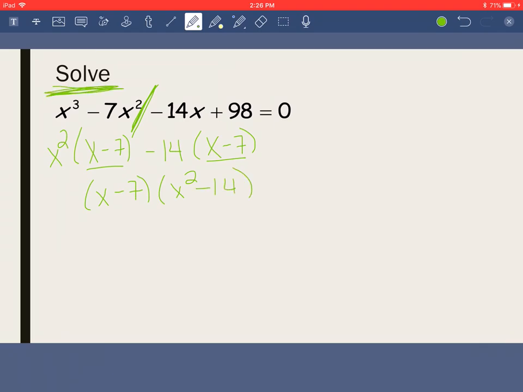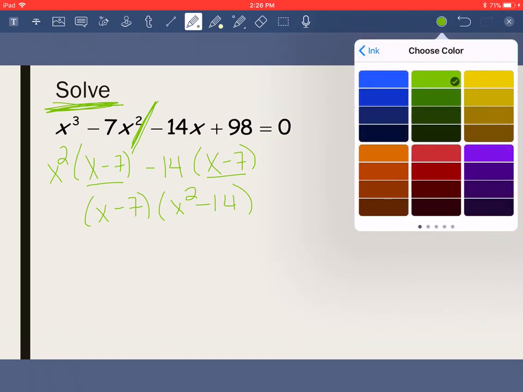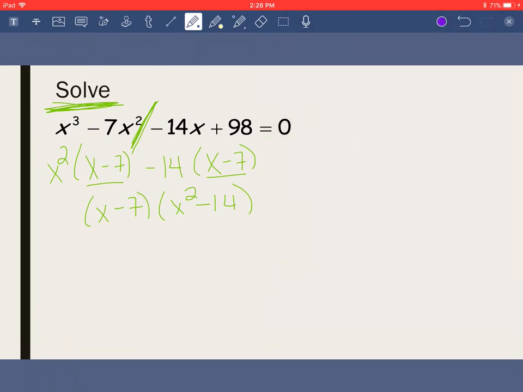We're asked to solve now, though. So I've factored it. So now to solve, and this is very similar to solving quadratics, you're going to set each of your factors equal to 0 and solve. So x minus 7 equals 0, so I'm going to add 7. So one of my solutions is x equals 7.